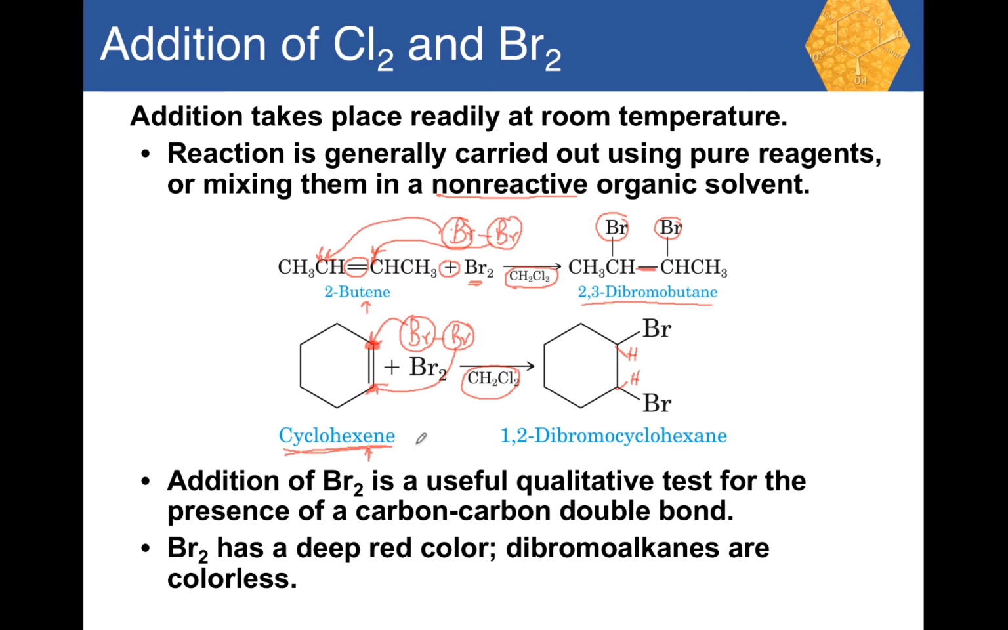This reaction is very important in organic chemistry because bromine is a deep red color solution, and after the reaction is done, the product here is colorless. So if we have an unknown molecule that has a double bond, if mixed with highly colored bromine, and if there's a reaction, it gives a colorless solution indicating the presence of a double bond. I think you will do an experiment like that in your lab.